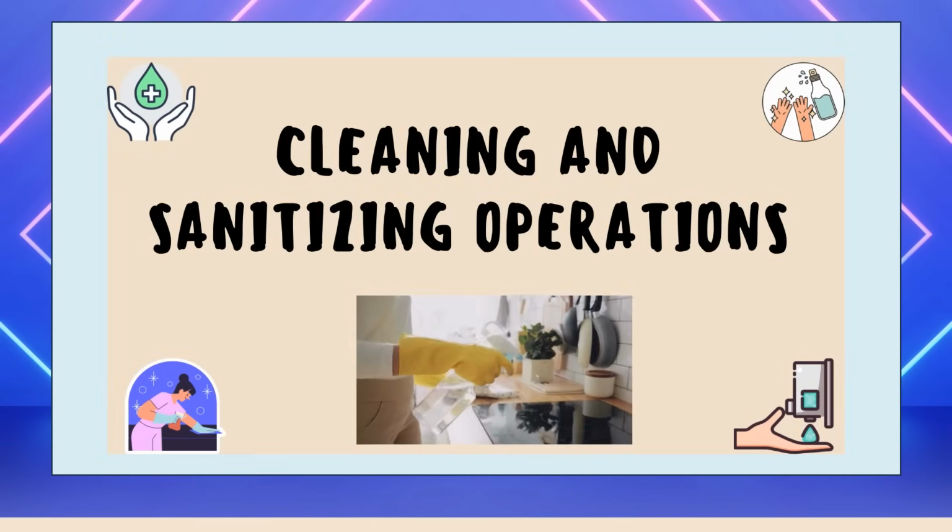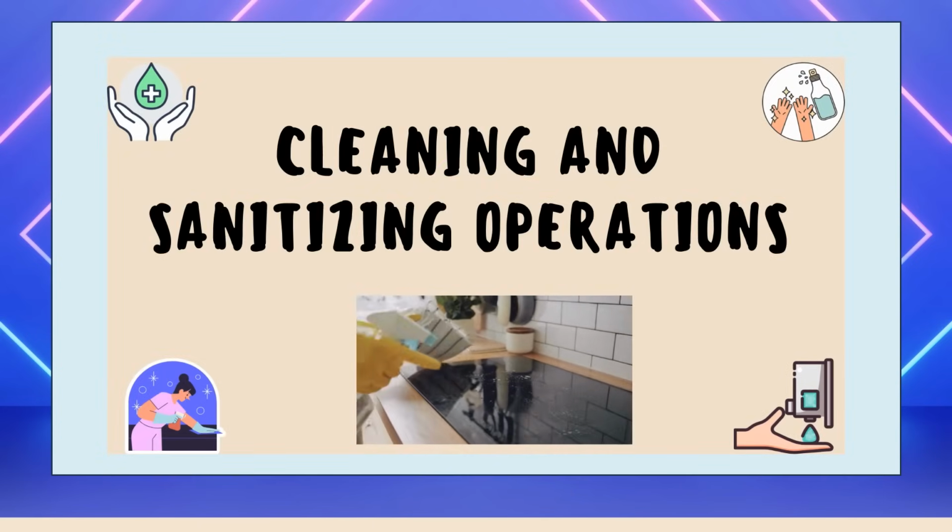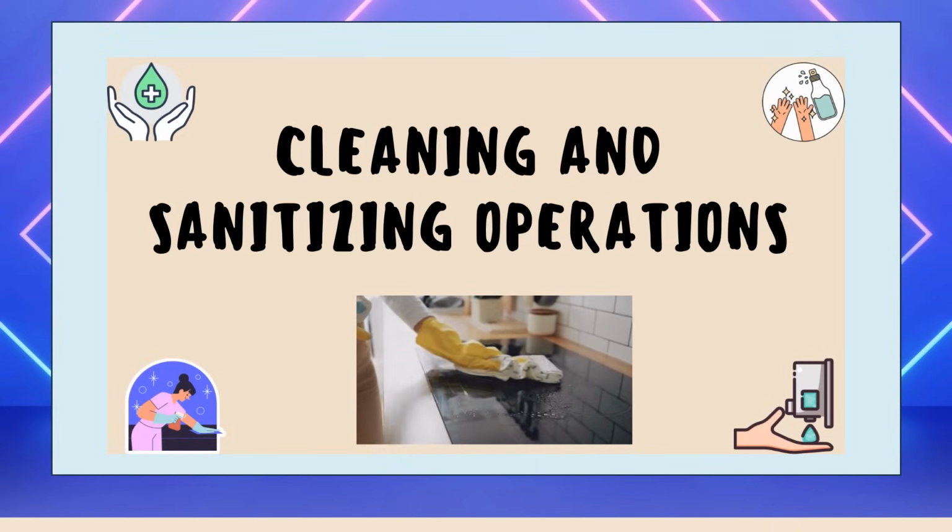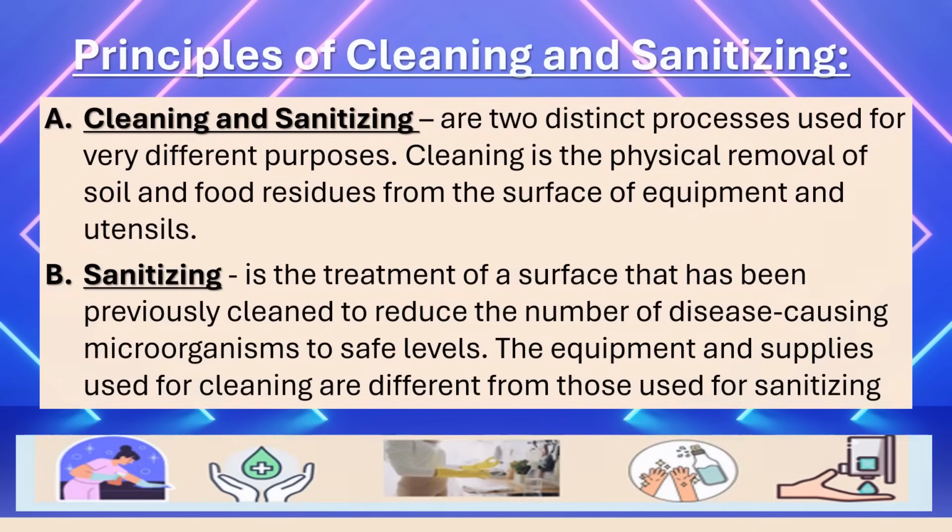Cleaning and sanitizing operations. Principles of cleaning and sanitizing. 1. Cleaning and sanitizing are two distinct processes used for very different purposes. Cleaning is the physical removal of soil and food residues from the surface of equipment and utensils. 2. Sanitizing is the treatment of a surface that has been previously cleaned to reduce the number of disease-causing microorganisms to safe levels. The equipment and supplies used for cleaning are different from those used for sanitizing.